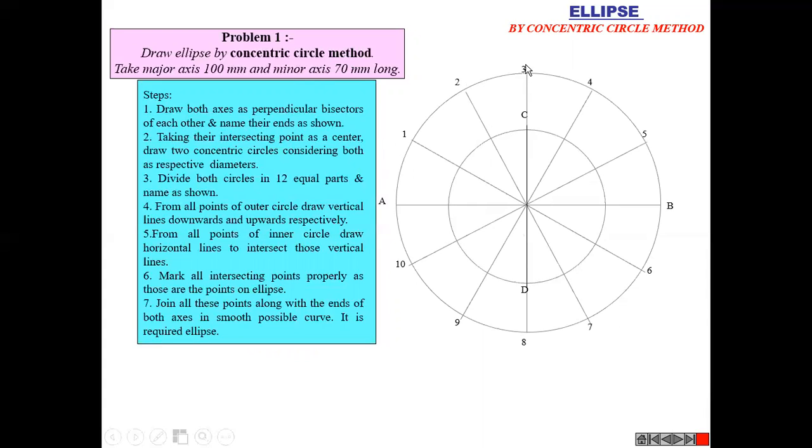Then the next part is numbering. That is 1, 2, 3, 4, 5, 6. I'm not repeating here, B is already there. So 6, 7. I'm shifting this 6 here. 7, 8, 9, 10, and this is my 12. A is my 12. So on the inner side 1, 2, 3, 4, 5, 6 here. Not repeating here. 7, 8, 9, 10 and 12.